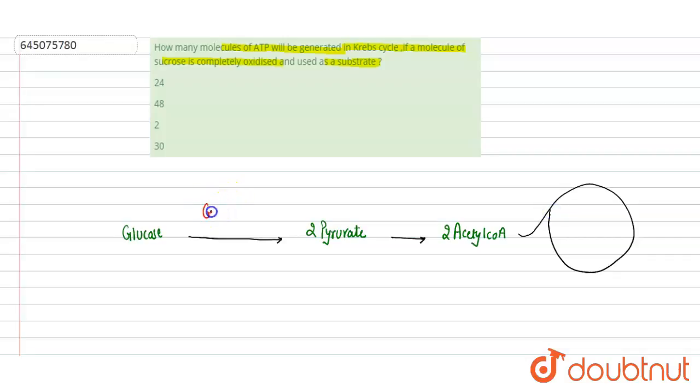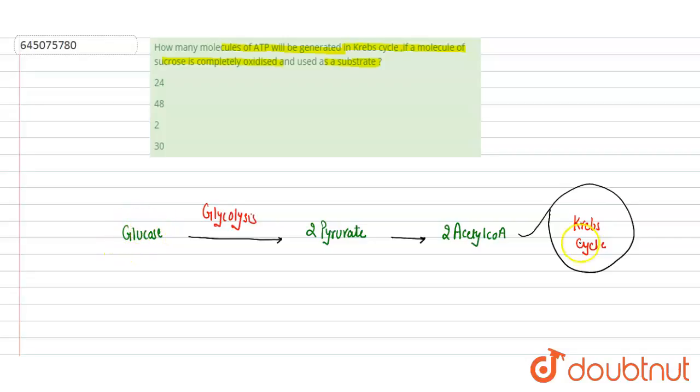This process is known as glycolysis. This is the step of glycolysis. And this process is known as the Krebs cycle. So in the question they have asked how many molecules of ATP will be generated in Krebs cycle. So firstly we will see about glucose, then we will come to sucrose.